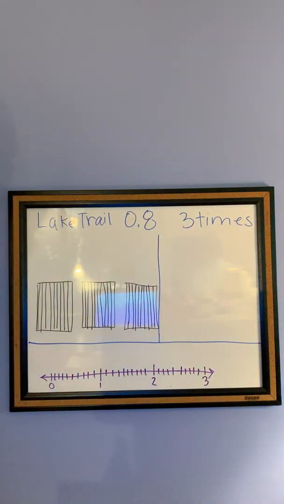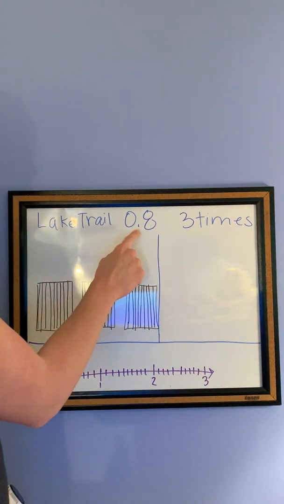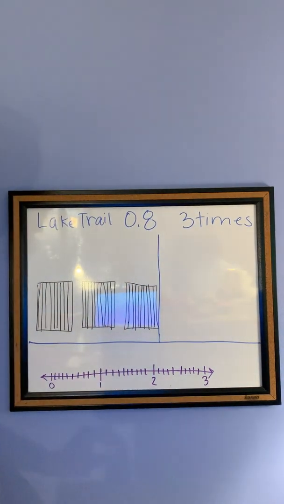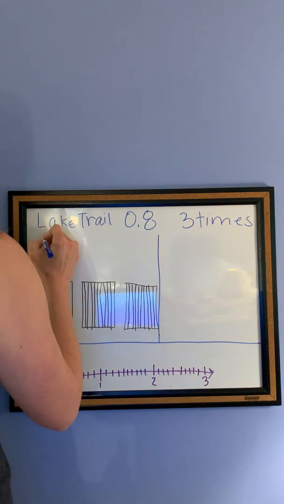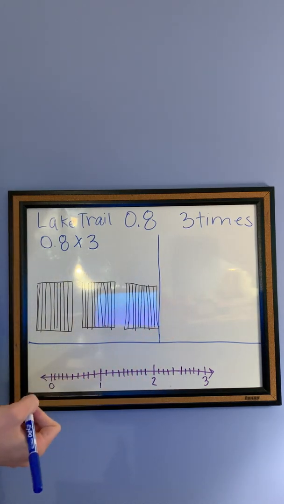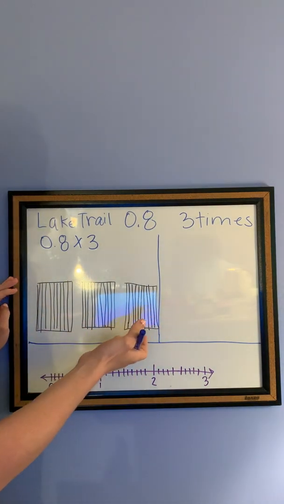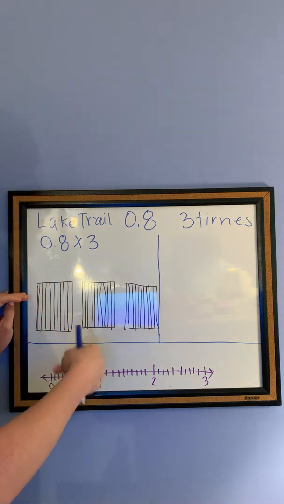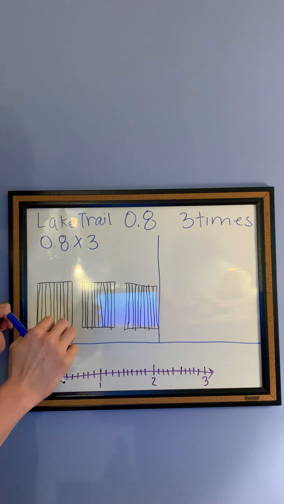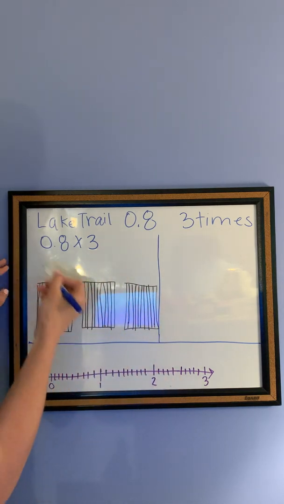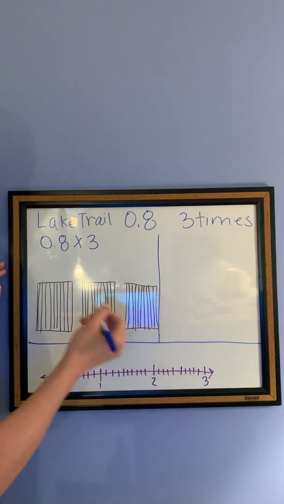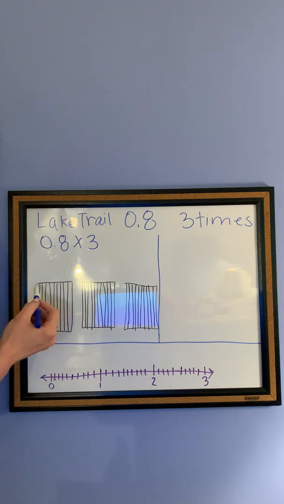All right, so my favorite trail to run, the one I ran today, is the Lake Trail. It's 0.8 of a mile long, and I ran it 3 times. So we're going to multiply 0.8 times 3, like this. Okay, so we know that a tenth can be shown on a hundreds grid, and these grids are not divided into hundreds because I very clearly have drawn them. They're not perfect, but they will help us to see what we're working with. So I ran the 0.8 of a mile track 3 times. So I can color in on each one of these grids for each tenth.